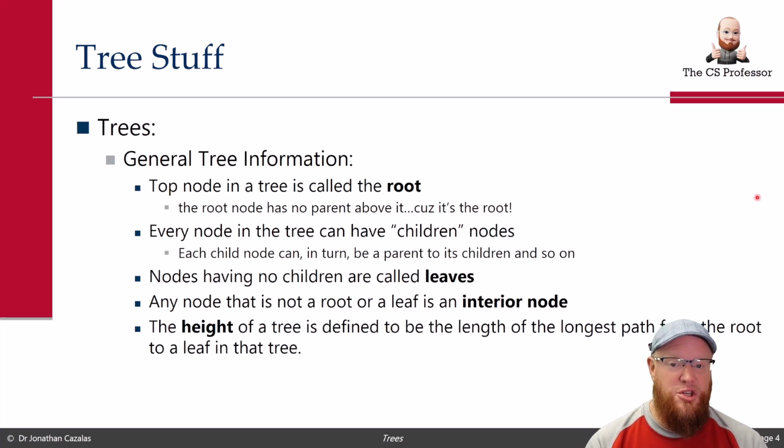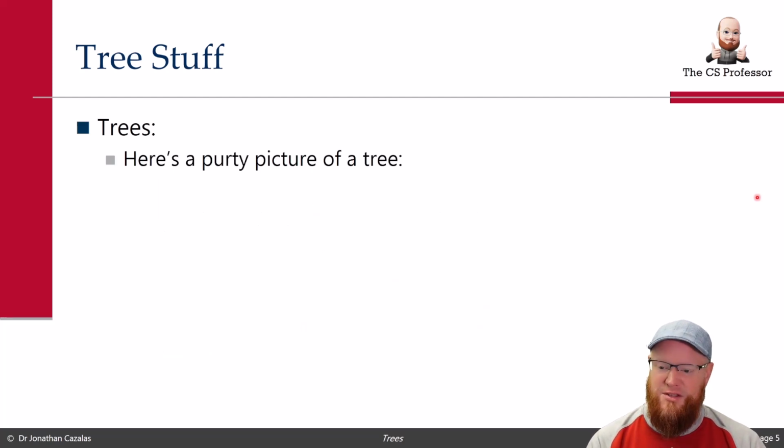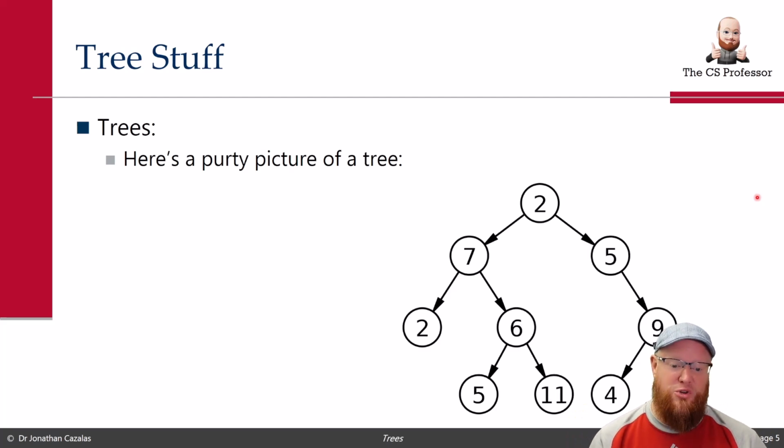Another important definition is the height of a tree. The height of a tree is defined as the length of the longest path from the root to a leaf. There might be many paths from a root to a leaf, but the longest one is the height of the tree. And a tree with only one node, which would be the root, has a height of 0. So that's a lot of terminology. We're going to have more, but let's first just look at a picture of a tree.